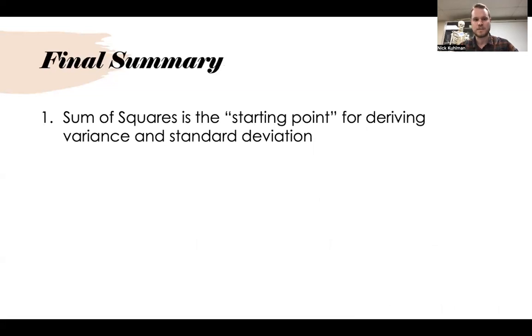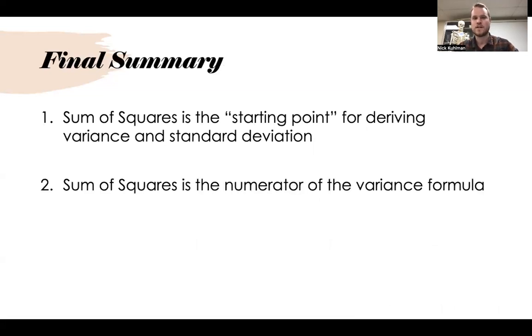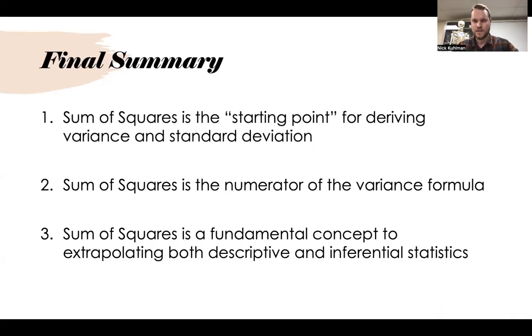Okay, so final summary: sum of squares is the starting point for deriving both variance and standard deviation. Sum of squares is the numerator of the variance formula, and it is a fundamental concept to extrapolating both descriptive and inferential statistics.